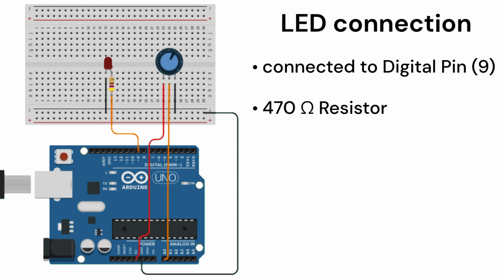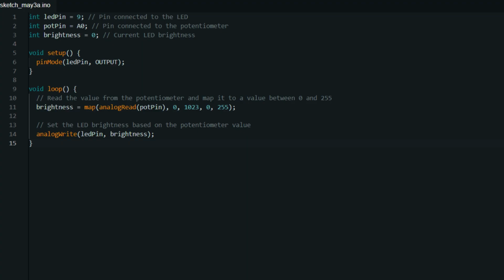The LED is connected to digital output pin 9 on the microcontroller, with a 470 ohm resistor in series. After you have connected the components, you will need a code to run it. Here is an example code you can use for this circuit.